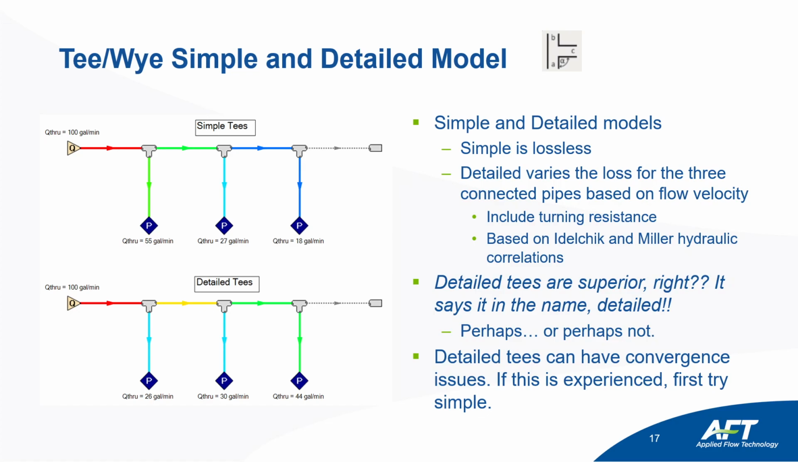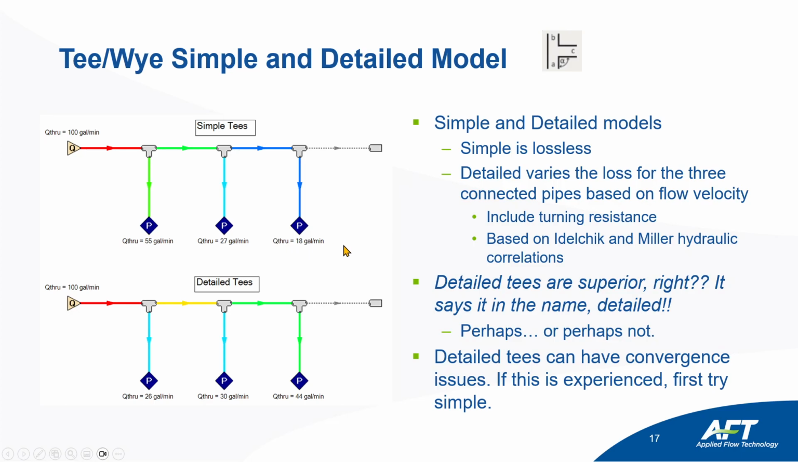Question we get: detailed T's are superior, right? It says it in the name. Detailed, it's going to be superior. Another unsatisfying answer, perhaps not. I do want to point out the curiosity here. If we have a very simple flow into a header going down 3 lines with the simple T, I would expect, if these were equivalent pipe lengths and diameters, we would expect to see greater flow in the first pipe, and it will decrease to the last pipe.